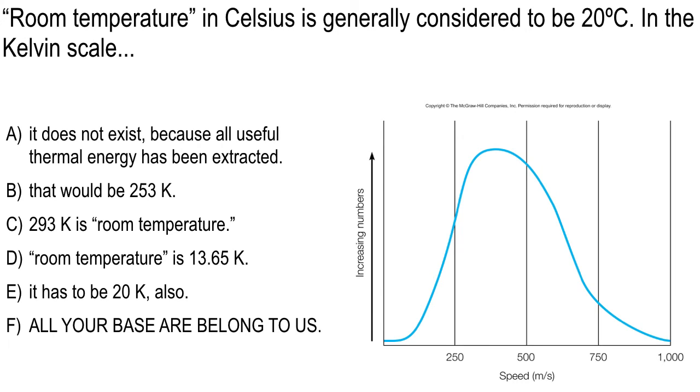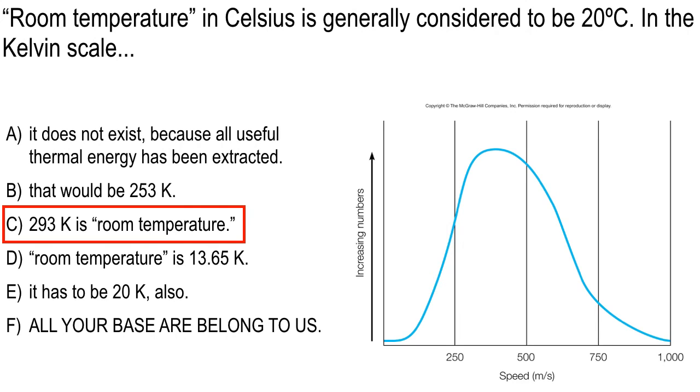Okay, 15 seconds to vote. 10, 9, 8, 7, 6, 5, 4, 3, 2, 1, 0. Okay. Yeah, most of you got this one right, 293. Sometimes you see 300 as room temperature. That would be kind of hot. But it's a little bit more of a round number than 293.